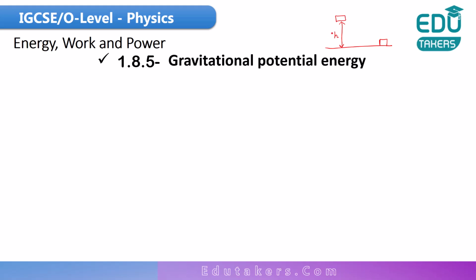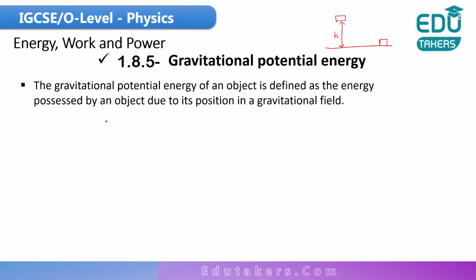See the position of these objects on the ground. The gravitational potential energy depends upon the position of the object on the ground. So I can simply say here, the gravitational potential energy of the object can be defined as the energy possessed by a body due to its position in the gravitational field.